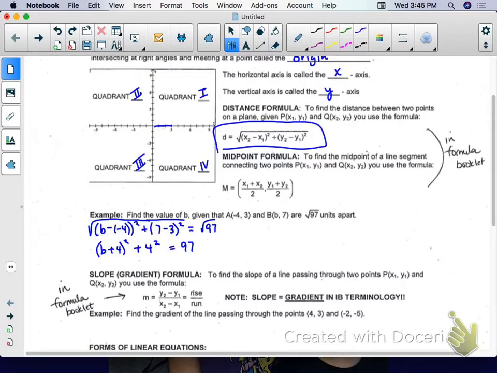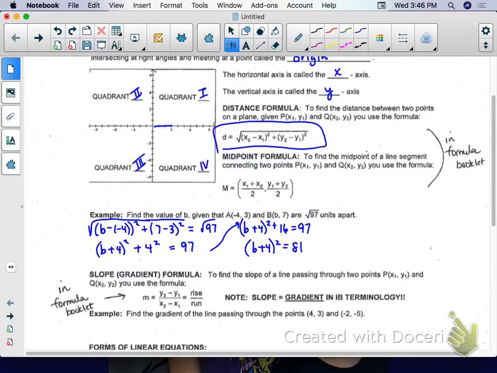Now, if I continue simplifying this, I'm going to pull up here since I'm running out of space. That's going to be b plus 4 squared plus 16 is equal to 97. b plus 4 squared is equal to 81. Okay. Now, you might wonder, why didn't we square the b plus 4? Because by leaving it like this, I'm making the question easier.